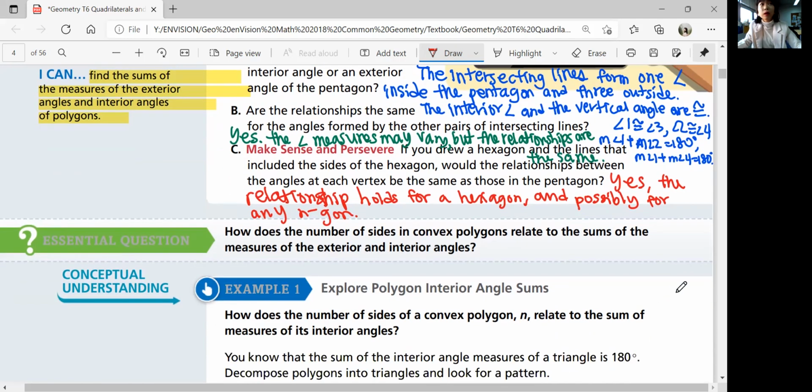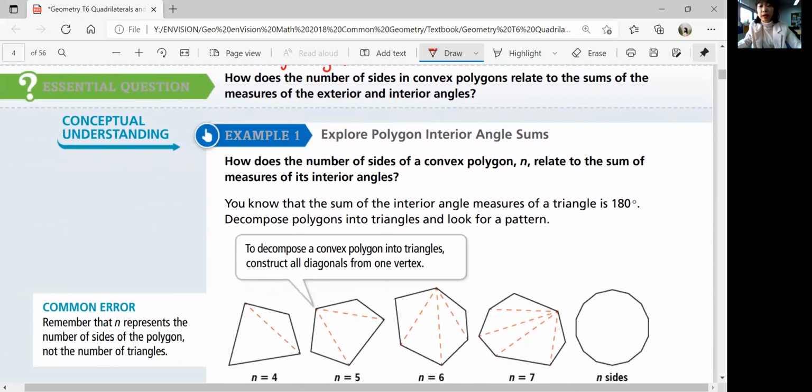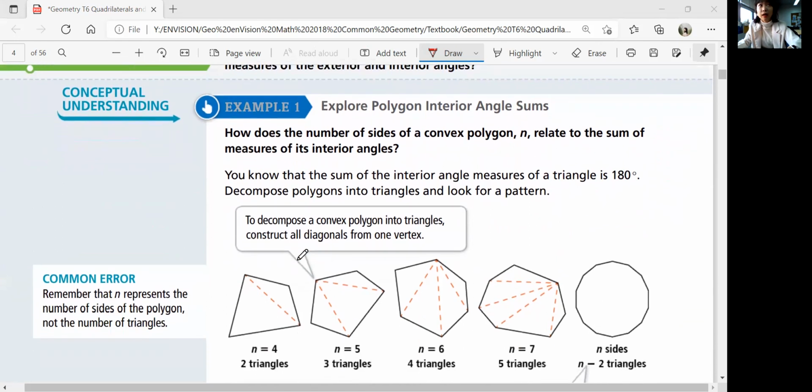All right, example 1, explore polygon interior angle sum. Let's explore a little bit more. How does the number of sides of a convex polygon, n, relate to the sum of measures of its interior angles? First, you know that the sum of interior angle measures of a triangle is 180 degrees, right? Decompose polygons into triangles and look for a pattern. We're going to use triangles to see if there are any patterns.